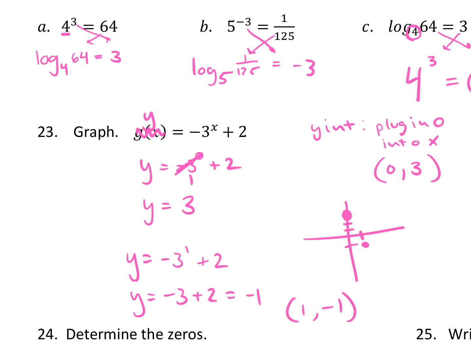Yeah, I think because I assumed that this was parentheses, but it's not. Let me fix that, then I'll redraw it. If it's not parentheses, it's just 3 to the power of 0, which would be 1. So that would make this -1. So -1 plus 2 would be 1. So our y-intercept would be 1.